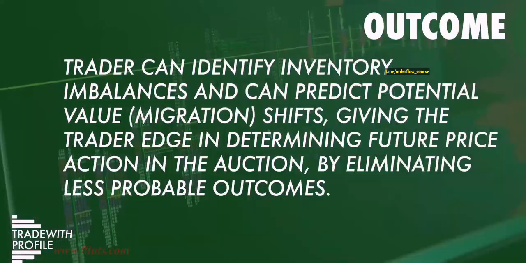And that's the ultimate outcome of this module, is that you're going to be able to identify something we call inventory imbalances, and that you're going to predict potential value migration and shifts in that value, giving you an edge in determining future price action by eliminating less probable outcomes. So by being able to see imbalances, being able to predict where value will shift, you're going to have an edge and you're going to be able to eliminate things that are less likely to happen.